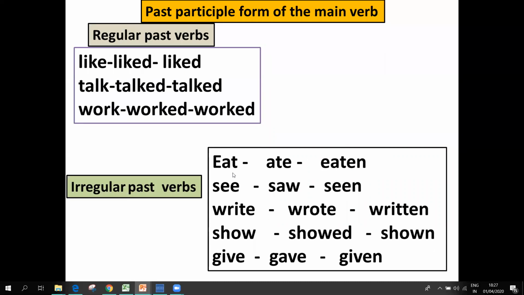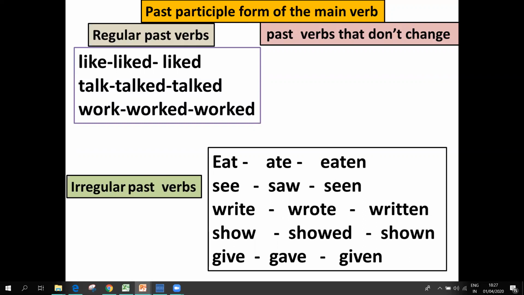So most irregular past verbs change in the past participle form, but there are exceptions. All right. So you need to look into your dictionary and make a vocab log of the three forms of the verbs.